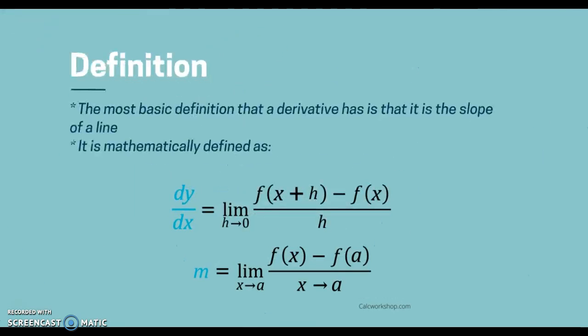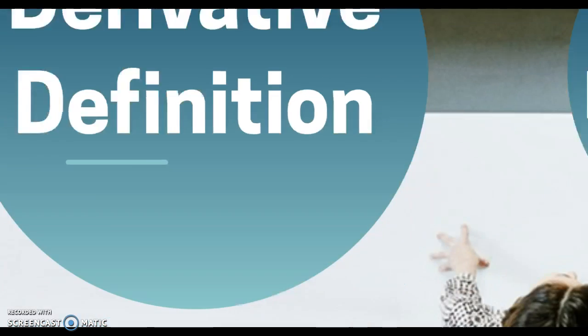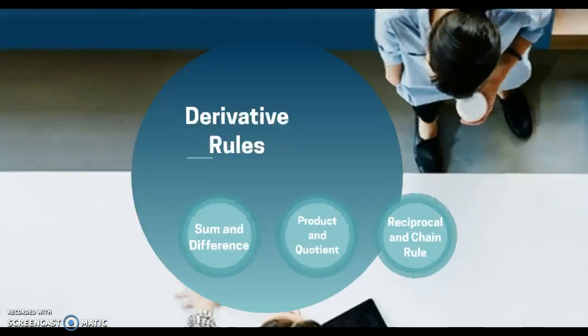So from here, we're going to go to derivative definition, and I've included the definition. I've included two definitions. One is specifically about the word definition for derivative, which is basically just the slope of a line, and then I have it defined mathematically right here.